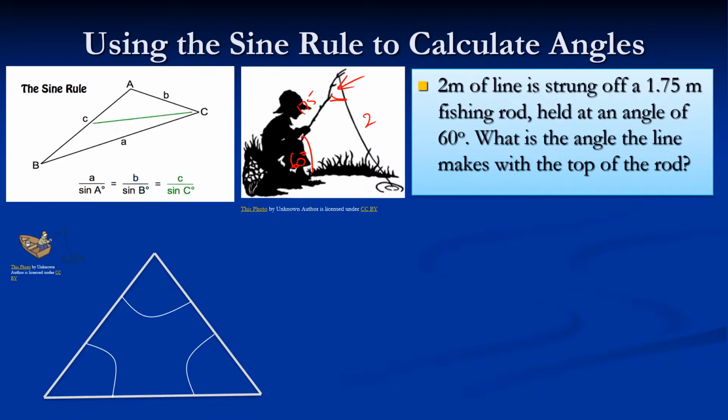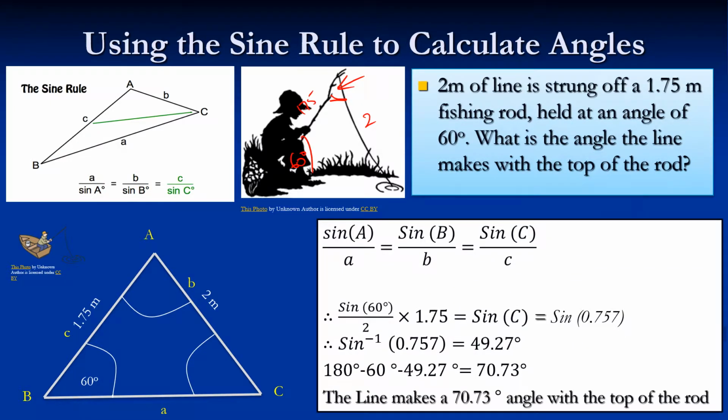So let's just draw that into a triangle and fill in the details. So that's the information that we know. So now let's work the sine rule. Now we're going to calculate an angle instead of calculating a side. So I think I've just flipped them around, the sine rules.